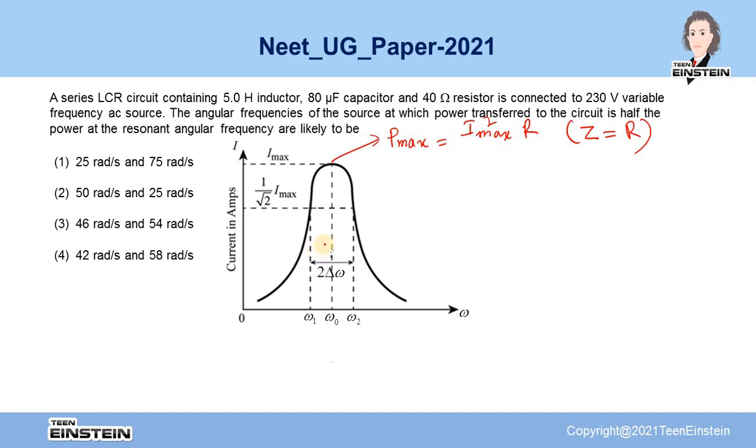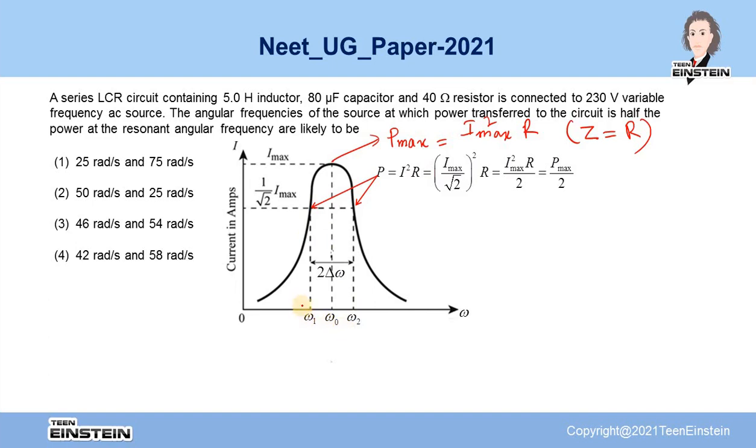Now look, there are two frequencies, omega 1 and omega 2, at which the current in the circuit becomes 1 by root 2 times the maximum current which occurs at resonance condition, and hence the power transferred to the circuit at these frequencies becomes half of the maximum power transferred at resonance condition. So in the problem you have been asked to find this omega 1 and omega 2.